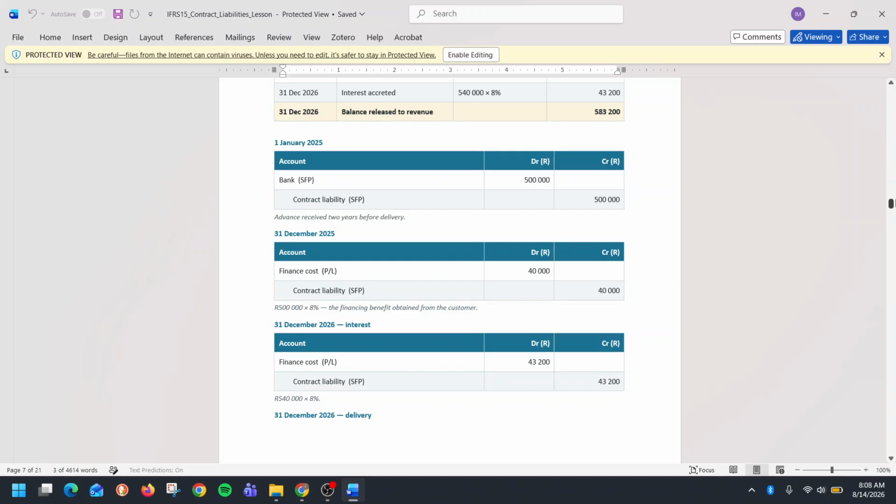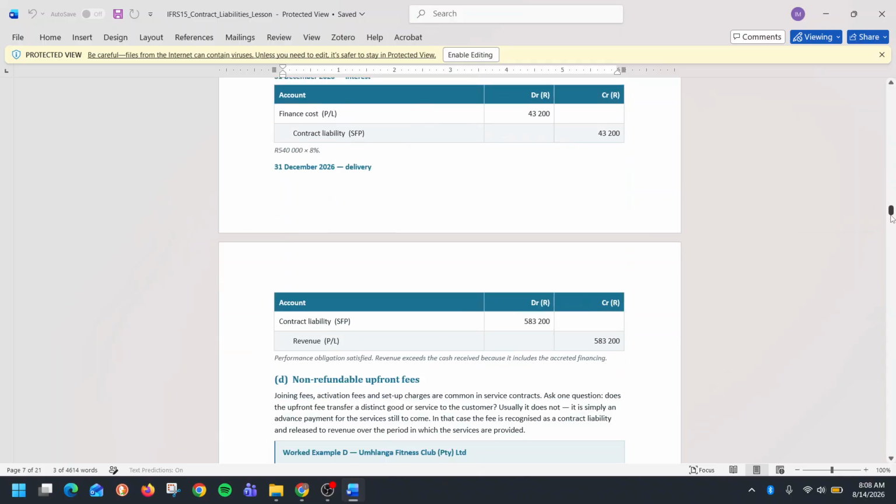So we are going to have a contract liability, and then we are going to credit it. That is the first year. And then as of December, we recognize the first interest. The following year, December again, we recognize the second. Once we have delivered, we can recognize the actual amount of money that we received, plus the interest over the 2 years. Then you recognize your revenue.